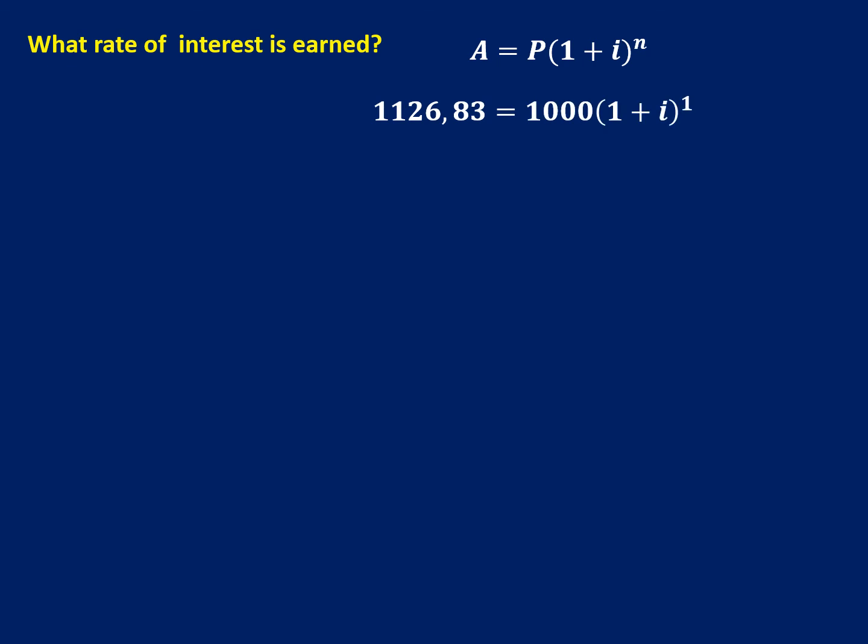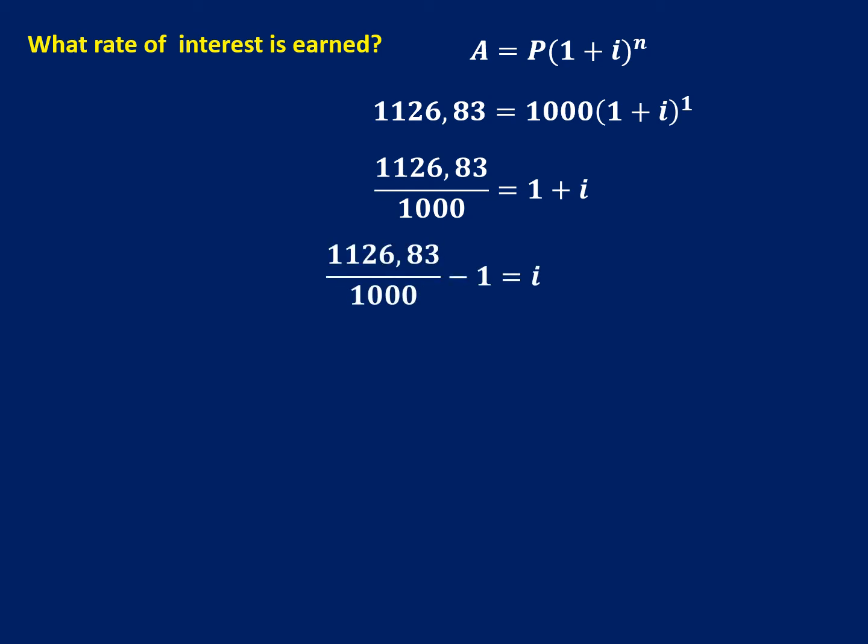So if we take our answer to the previous question, that will be our A amount, and 1,000 Rand went into the bank account. First thing we want to get rid of is the 1,000 Rand. So we're going to divide by 1,000 Rand on the left-hand side, and then we're going to subtract 1. So the I value I get is 0.12683, and to get a percentage, I will multiply by 100. So I'm actually earning 12.68%.